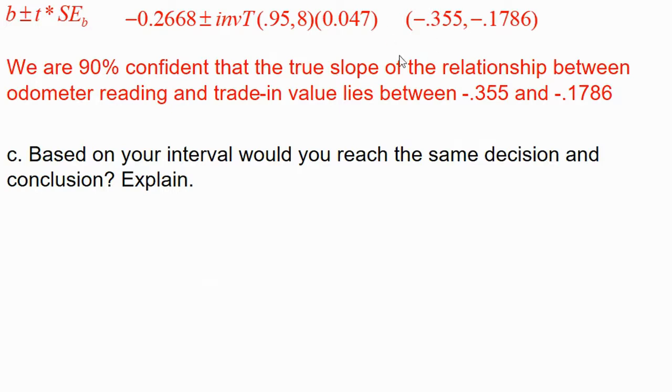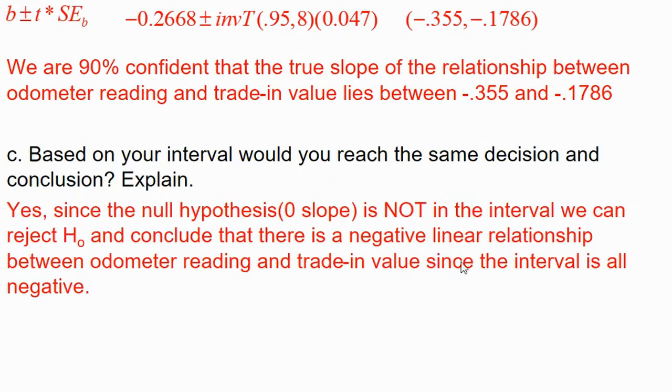So based on my interval, I do have evidence that the slope is negative because the whole interval is negative. Basically you would say, since the null hypothesis of the slope being zero, like b equals zero, is not in this interval, you can reject the null hypothesis and conclude that the slope is negative because the whole interval is negative.